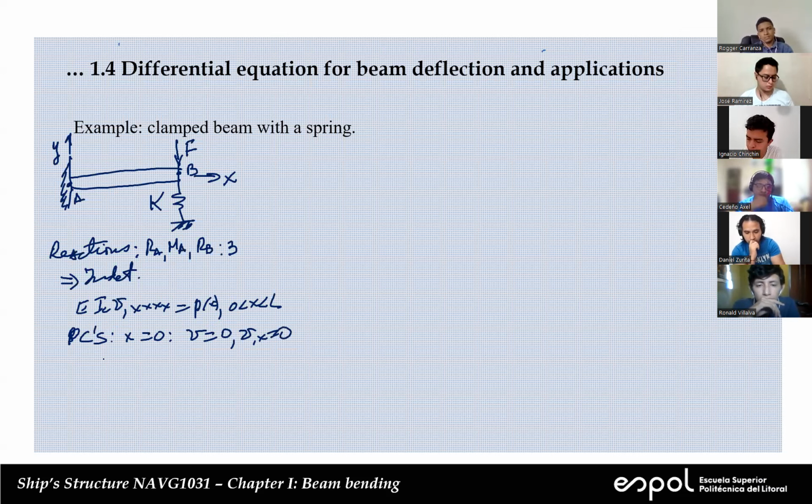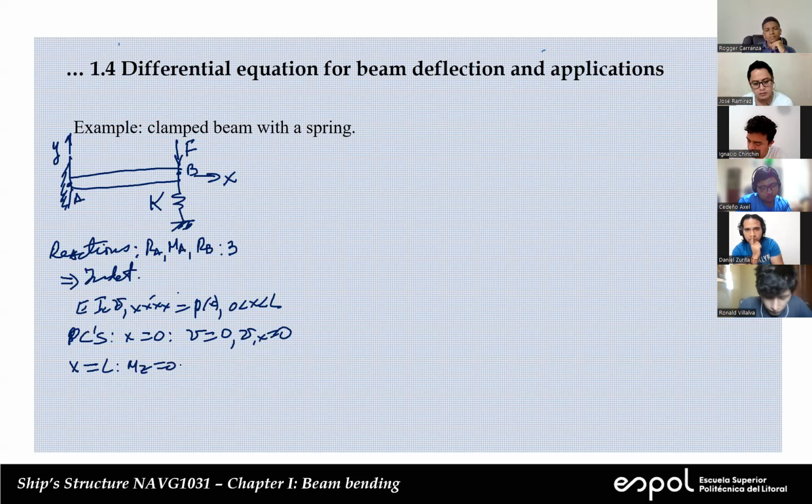On the right end, Mr. Dominguez, what's the bending moment on the right end? 0. Yes. So M sub z is 0, which means the second derivative at L is 0. How about the shear force, people? Well, the shear force is a problem, right?